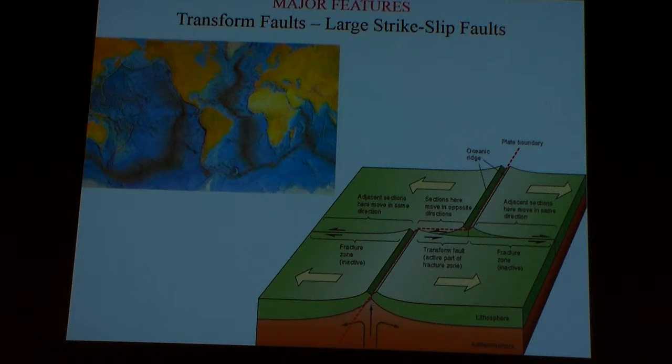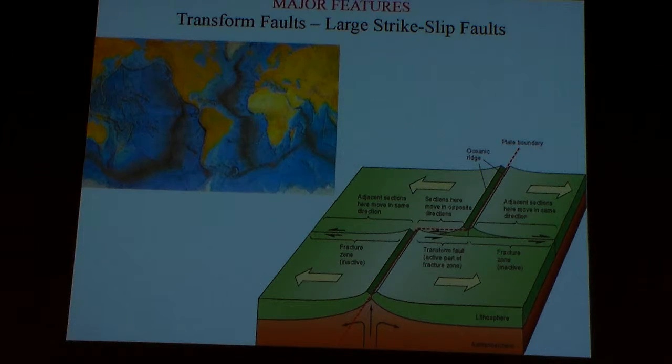So when we look at the pattern of the mid-ocean ridges on the map up here, you see there's a lot of these big cracks where they're offset from each other. Those are all transform boundaries. Those are all places where the mid-ocean ridge system is offset because of this opposite style of motion.